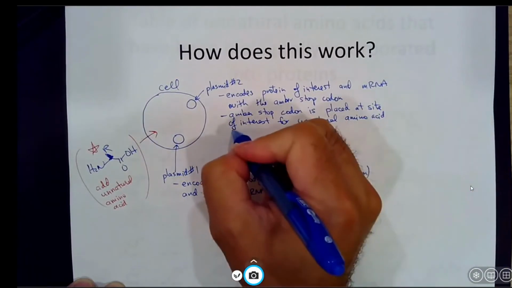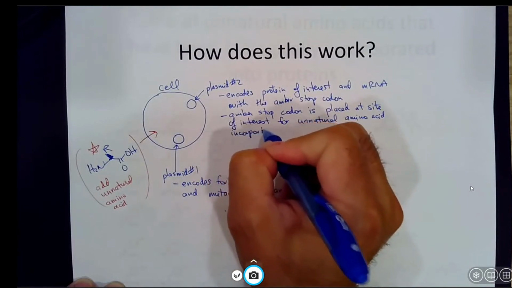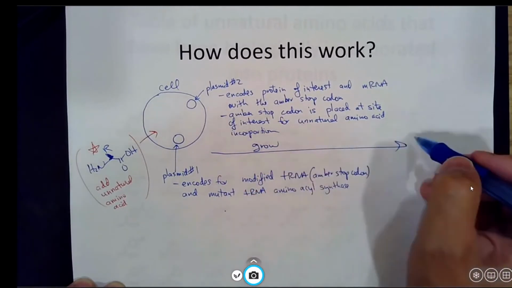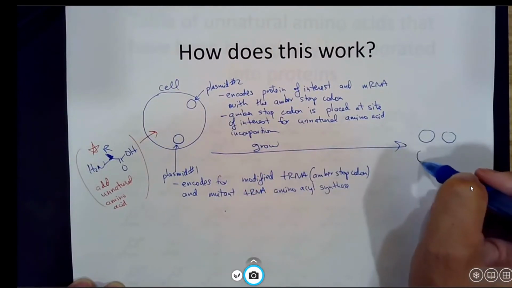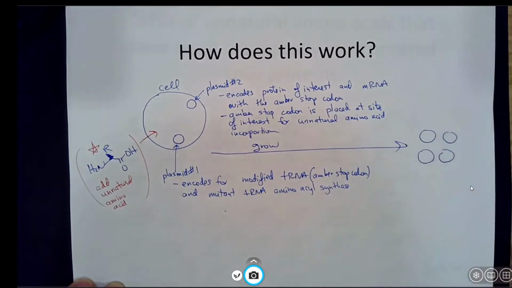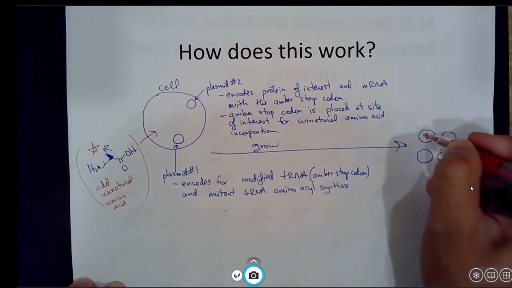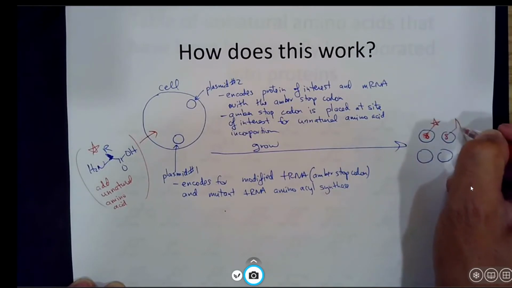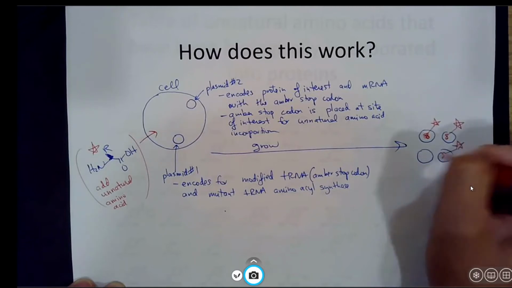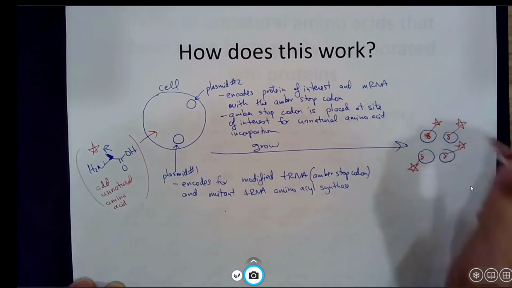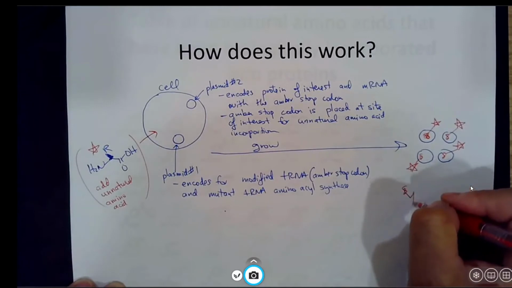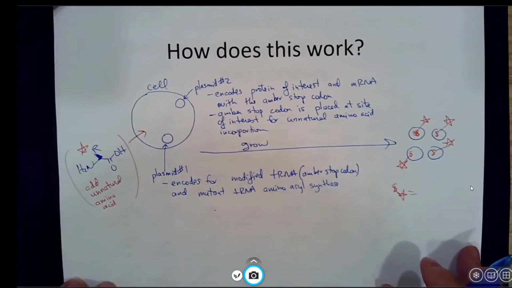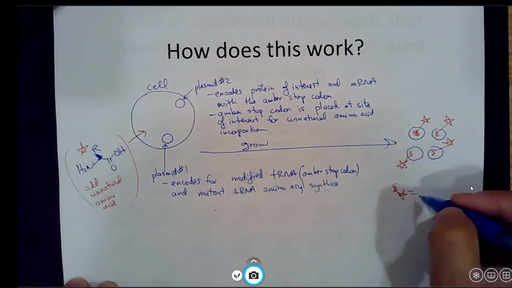Okay, and then you take those three components and you let your cells grow, right? And then you're going to have multiple copies of your cell, and what's going to happen is you're going to generate your protein, and your protein is going to now have that amino acid attached to it as a star. And then this protein can be lysed from the cell, purified, and you can do whatever experiments you intend to do with that.